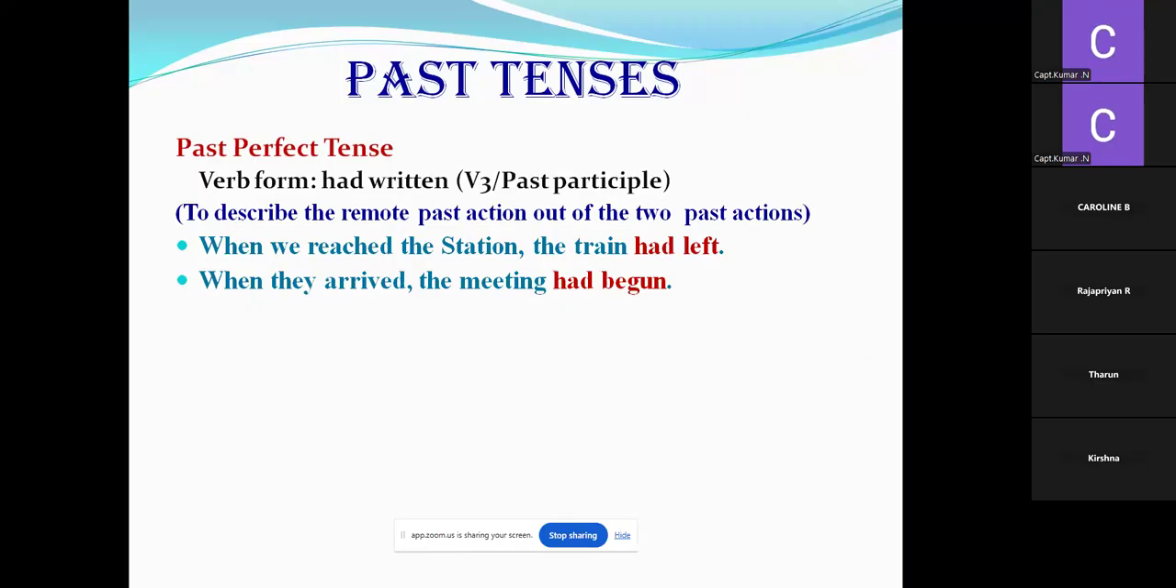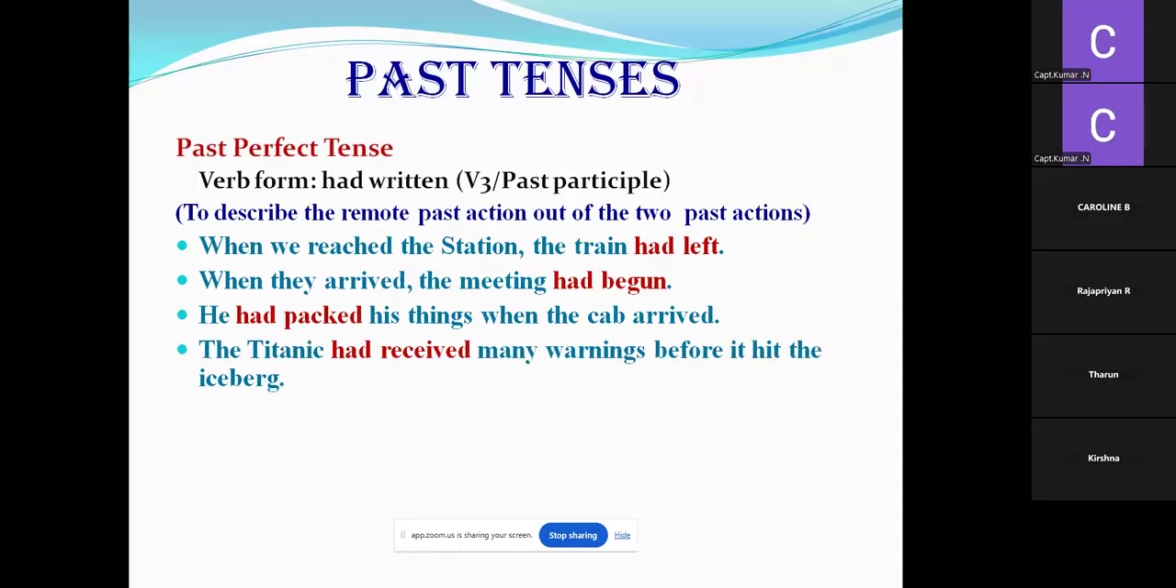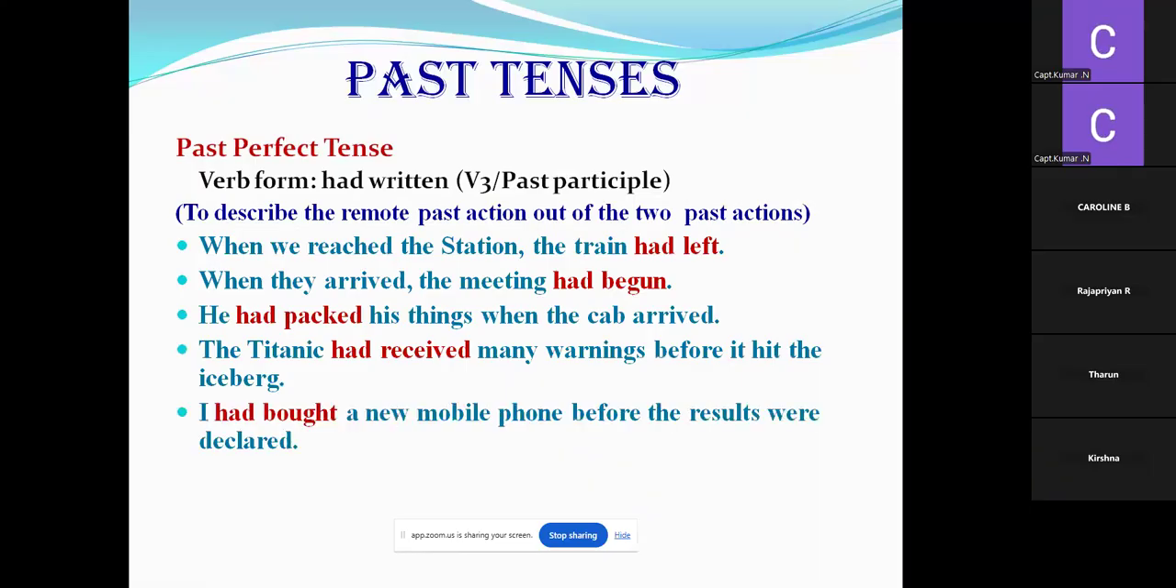When they arrived, the meeting had begun. So arriving at the spot is the action which happened now, and the action which happened in the remote past is that the meeting had already begun. He had packed his things when the cab arrived. The Titanic had received many warnings before it hit the iceberg. I had bought a new mobile phone before the results were declared.